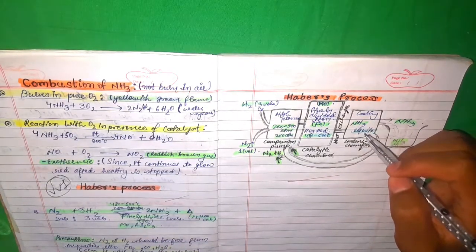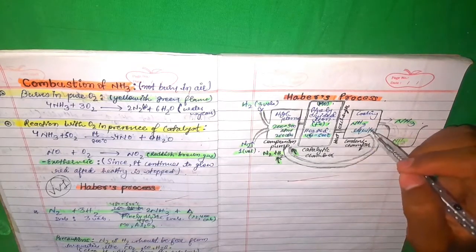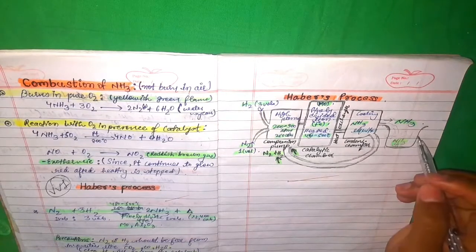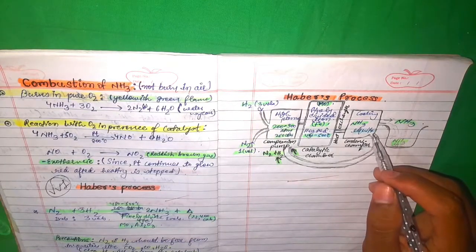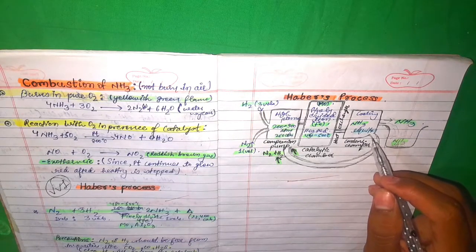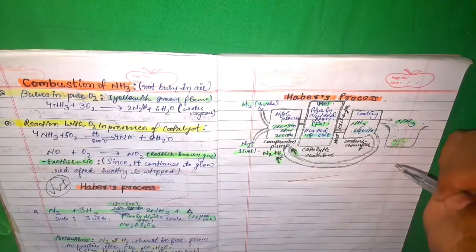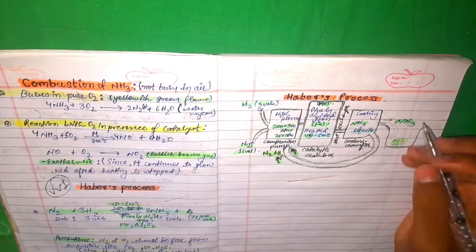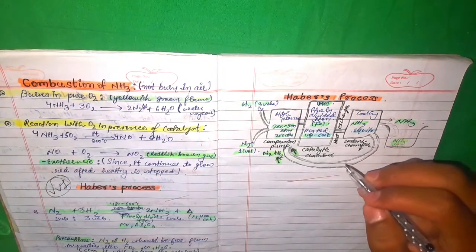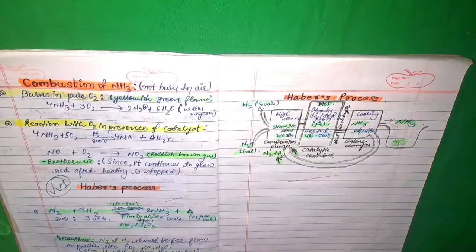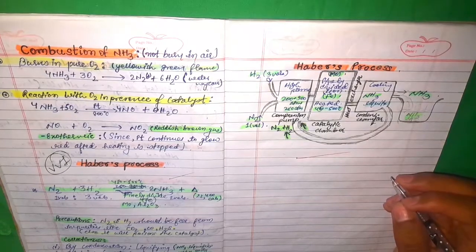Here, on cooling, the ammonia is liquefied and collected in another chamber outside which is connected, and the remaining reactants are again sent to the compressing pump. The process continues till the complete ammonia is taken out from the mixture of ammonia, nitrogen and hydrogen. So this chapter is completed. Thank you.